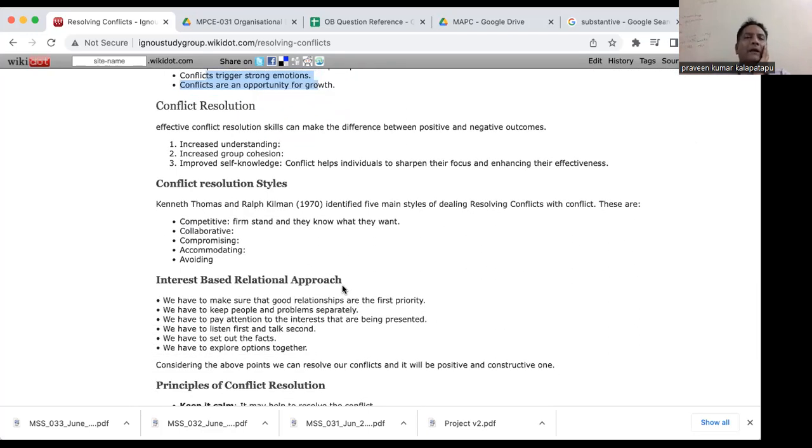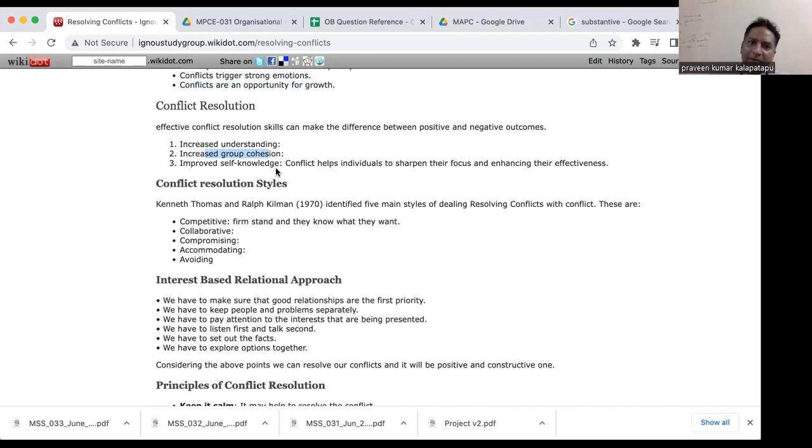Okay, so conflict resolution. What is conflict resolution? Basically, there is a conflict, and you are trying to resolve it. How exactly can you resolve it? As an individual, what do I need to foster to resolve it? I need to increase my understanding, and I need to increase the group cohesion.